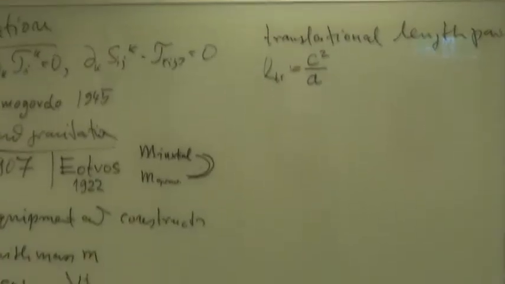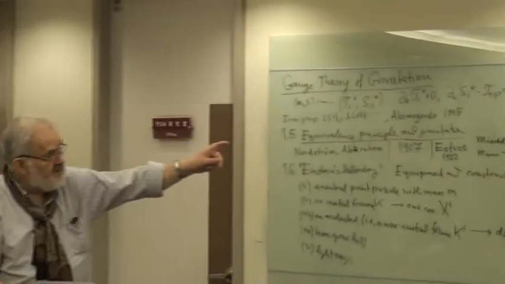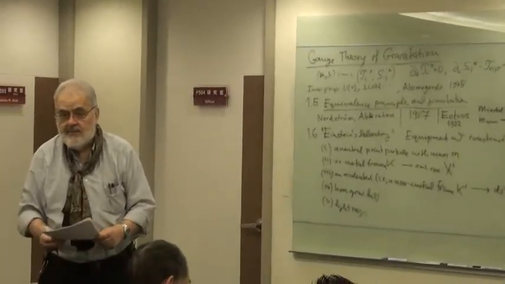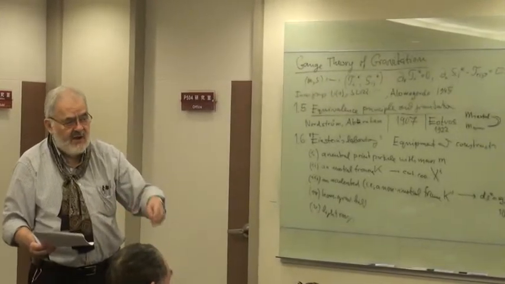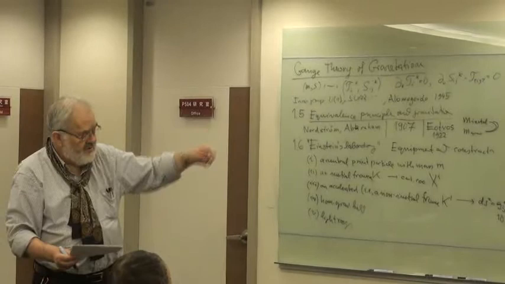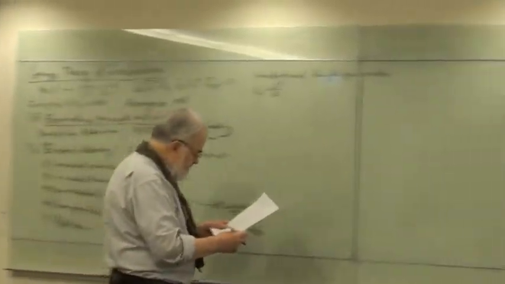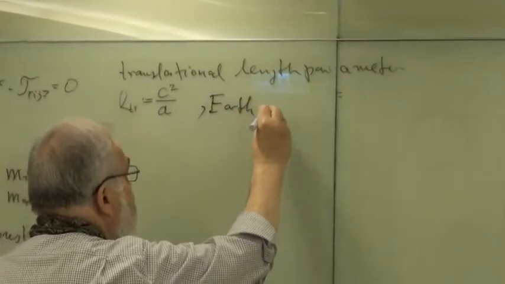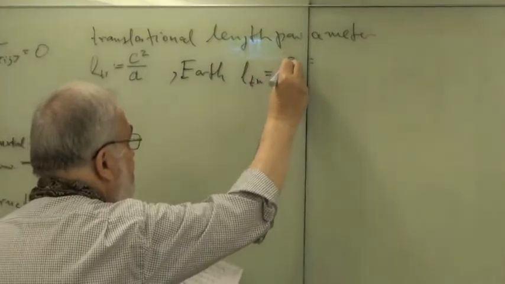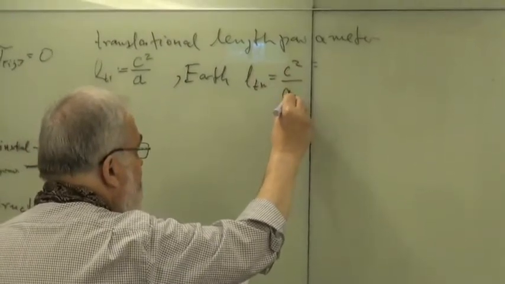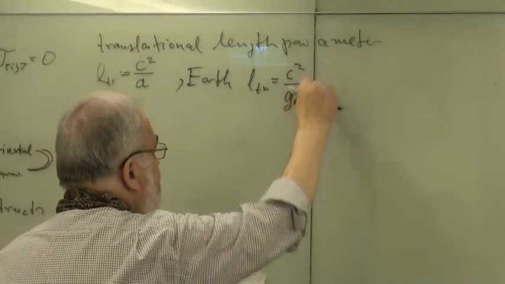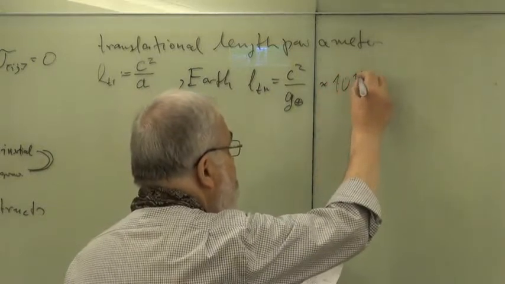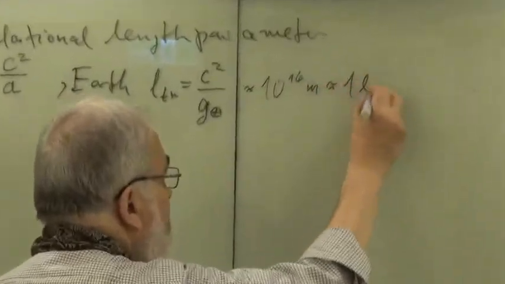Now, for instance, and I stress translational because there is also a rotational length parameter, which is also well determined. If you have an acceleration, you can always say how big this translation is. For instance, for acceleration on the Earth, this L translation is c squared divided by g, the gravitational acceleration of the Earth. If you do your calculations, it turns out to be 10 to the 16 meters. That's about 1 meter.